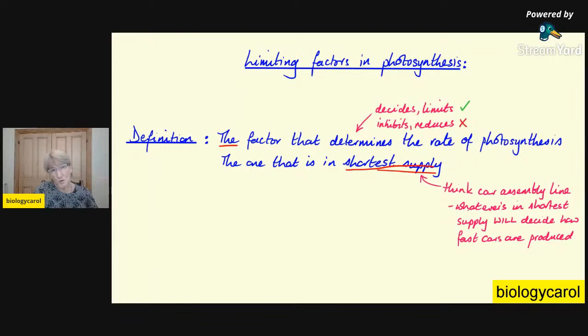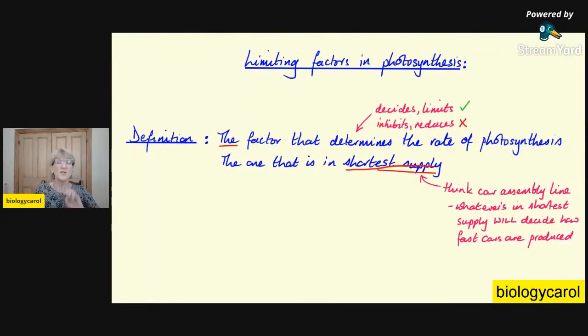Whatever is in shortest supply is going to decide how fast cars are produced. So let's pretend there are 3 processes in a car assembly plant. The windscreen gets put on first, the wheels get put on second, and then the car is painted. If there is a lack of windscreens, it is going to be the lack of windscreens that determines how many cars roll off the production line at the end of each day.